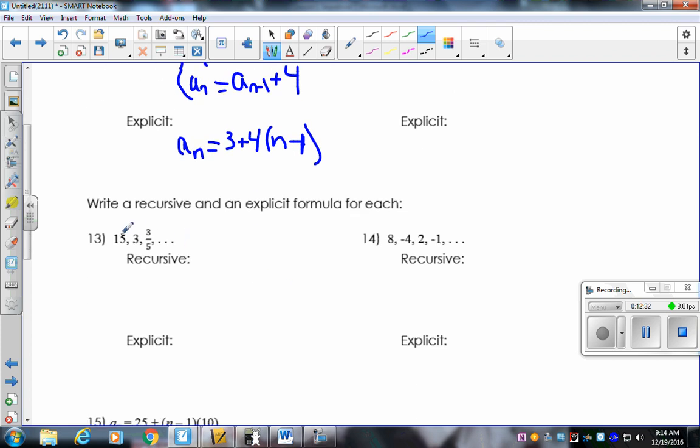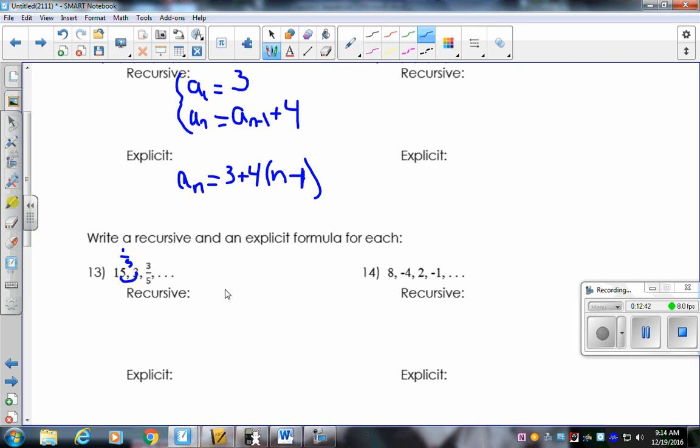All right, down here it's geometric because I see them multiplying. Okay, so let's first figure out our ratio, and it's 1/5. Now, if you weren't sure, work backwards. Do 3 divided by 15, and you'll get the 1/5, okay?